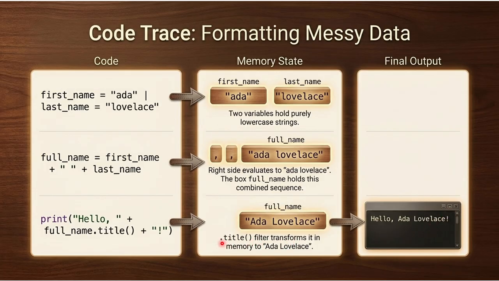So here that's what is written: dot title filter transforms it in memory to Ada Lovelace. So in memory itself, in the full name, it gets changed to Ada and then Lovelace. The first letter of each word gets capitalized in the memory itself.